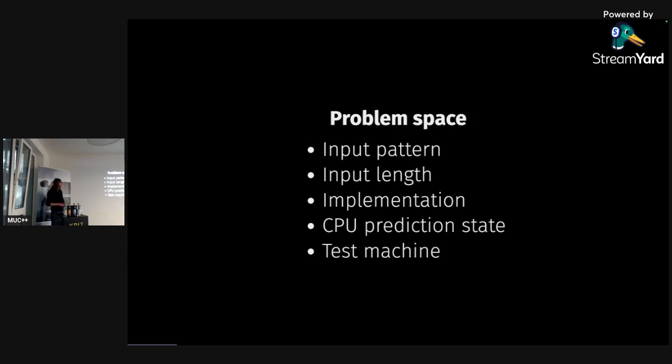Also, which implementation are you looking at? That's also another dimension. And which test machine are you on, right? They are different. I could test on this laptop. I could test on a small embedded chip, on a server chip. They all have different characteristics, and they will also impact these benchmark results that we're going to look at. So, I mean, we have a couple dimensions. What are we going to do?